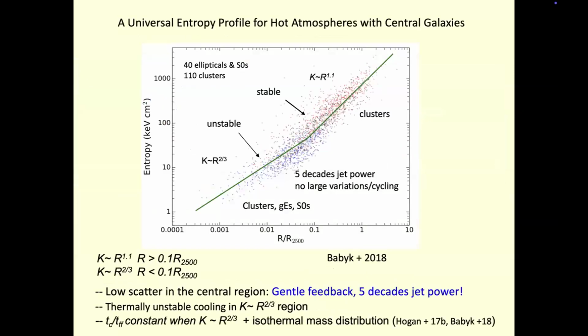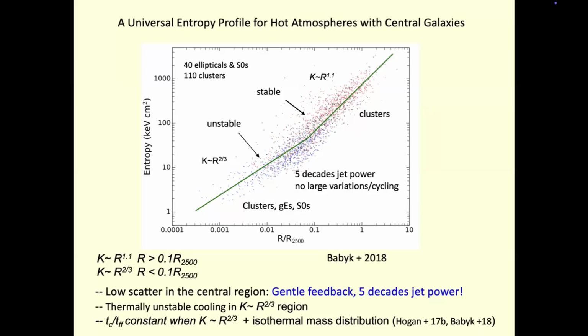And then finally, on the thermodynamic properties, this is, I think, kind of a remarkable plot. This shows the gas entropy versus radius in units of R2500. It's a combination of 40 ellipticals and 110 clusters. And what it shows is a break. It can be fit by a double power law, where to the upper right, you can see this entropy scaling as R to the 1.1. This is a well-known scaling, the expected scaling of gas entropy, assuming just gravity alone.